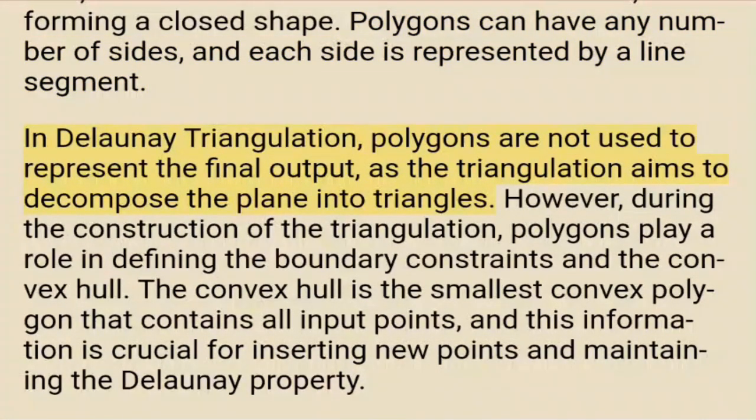In Delaunay triangulation, polygons are not used to represent the final output, as the triangulation aims to decompose the plane into triangles. However, during the construction of the triangulation, polygons play a role in defining the boundary constraints in the convex hull. The convex hull is the smallest convex polygon that contains all input points, and this information is crucial for inserting new points and maintaining the Delaunay property.